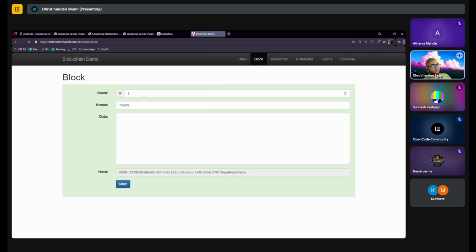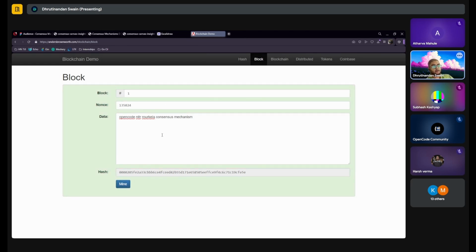Now let's see block number one. The default nonce is some 72608, and the hash. If I input some data, open code, NIT Rourkela, consensus mechanism, as you can see, the block has turned red because the hash doesn't match the new data. The hash is the final output of hashing together the nonce, the data, and the block header itself. If I mine it, it will take some time.